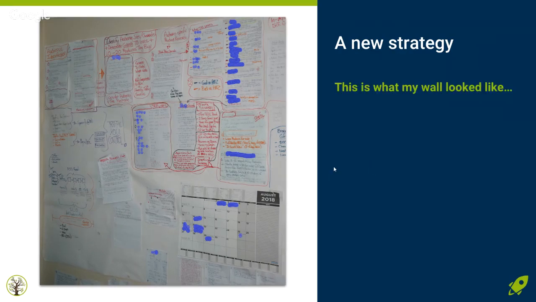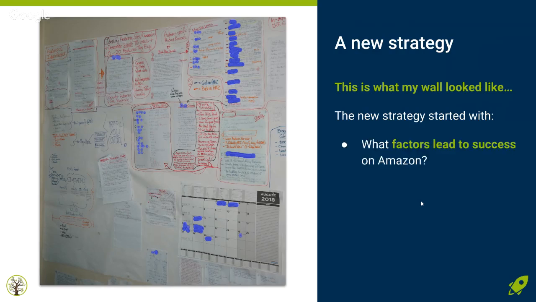So I worked through a number of strategies. That's actually what my wall looked like. And I tried external strategies, some of which didn't work. But it was a fun process of seeing what's going to work and what isn't. And the new strategy started with a couple of questions. These were the main core questions. Number one, what factors lead to success on Amazon? That goes right back to the basics. What factors lead to success on Amazon?